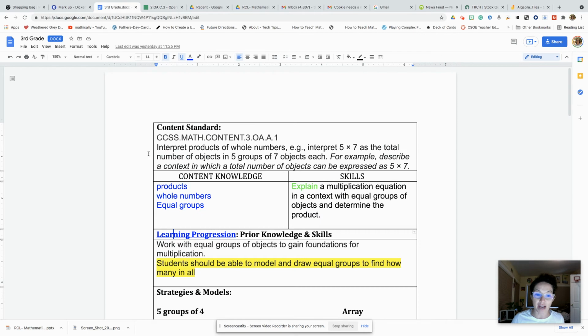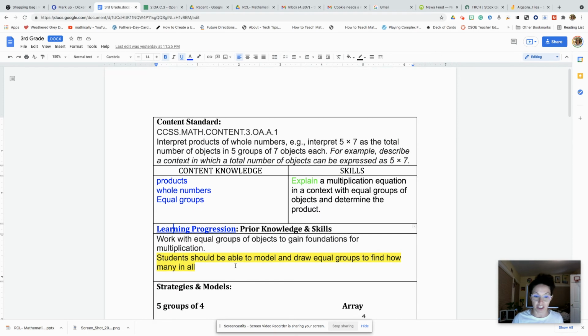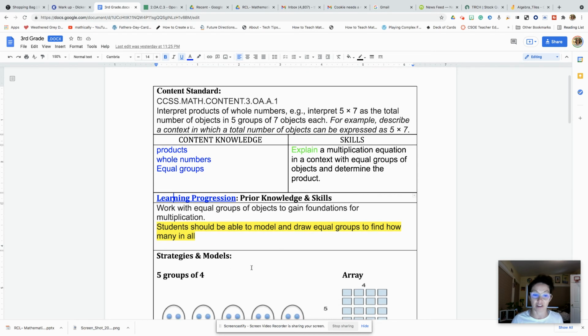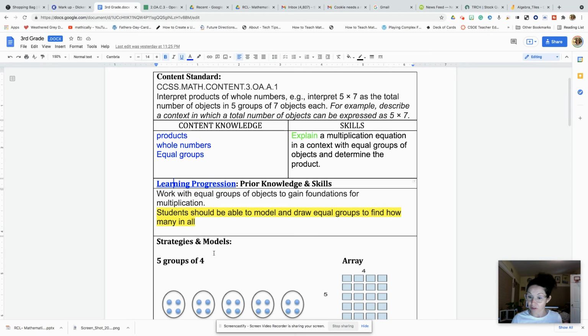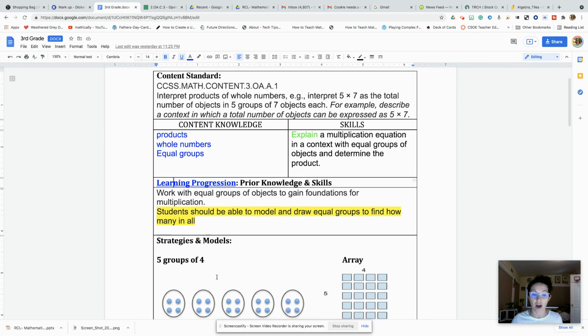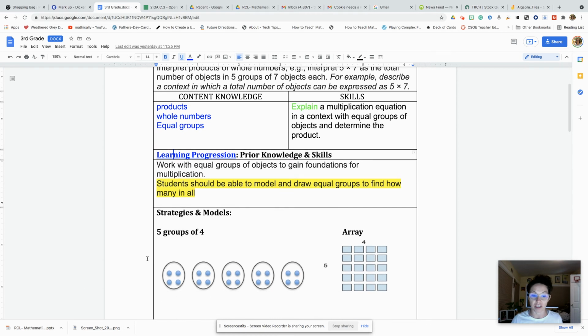All right, going back, so you can check that out. I wrote down what is the learning progression. And I've also stated that students should be able to model and draw equal groups to find how many in all. Now that I've done that, I can start thinking about some strategies that my students might come up with based on their prior knowledge, and maybe some models that I want to explicitly teach to support them in this standard. So I've identified several strategies here.